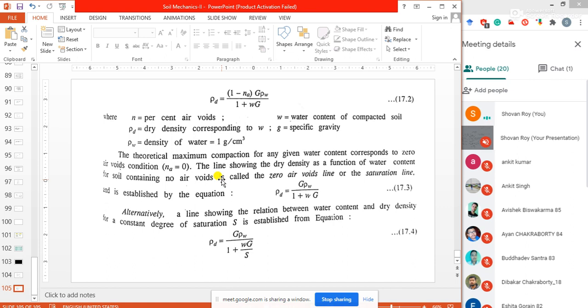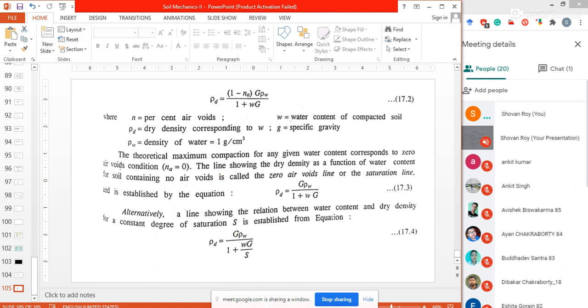So two factors are there: one is density, another is water content. If you increase the density of your soil, the percentage of air voids will be less. If you increase the water content in the soil, the percentage of air voids would be less. So this is the common thing which normally happens in a soil mass.